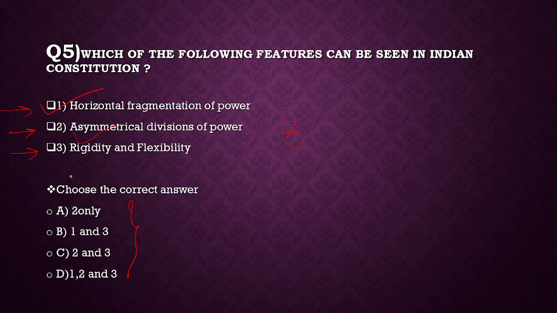See, the Constitution is a unique blend of rigidity and flexibility, as it is a written constitution which provides the procedure for its own amendment. So the statement 3 is also correct. So these all are the features of the Indian Constitution: horizontal fragmentation of power, asymmetrical division of power, rigidity and flexibility of the Constitution. So the answer of the last question, number 5, is D, 1, 2 and 3.